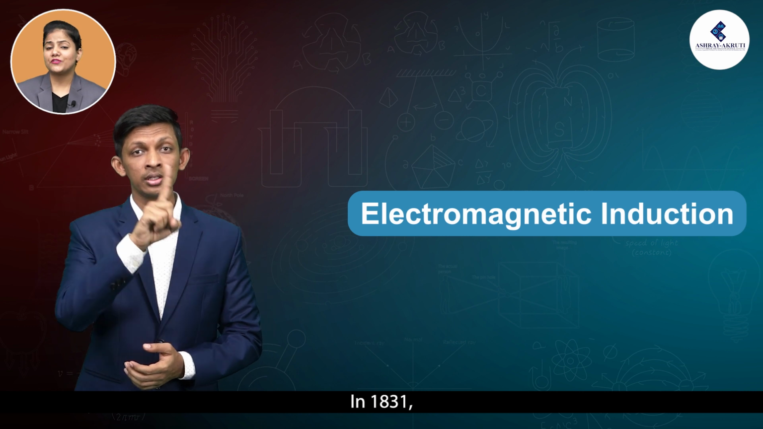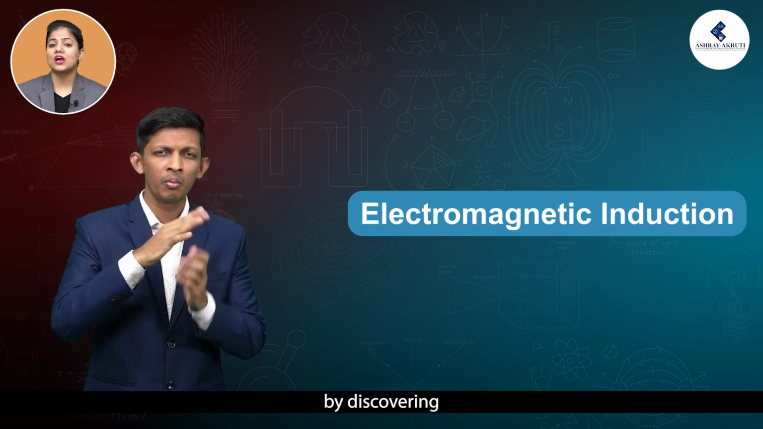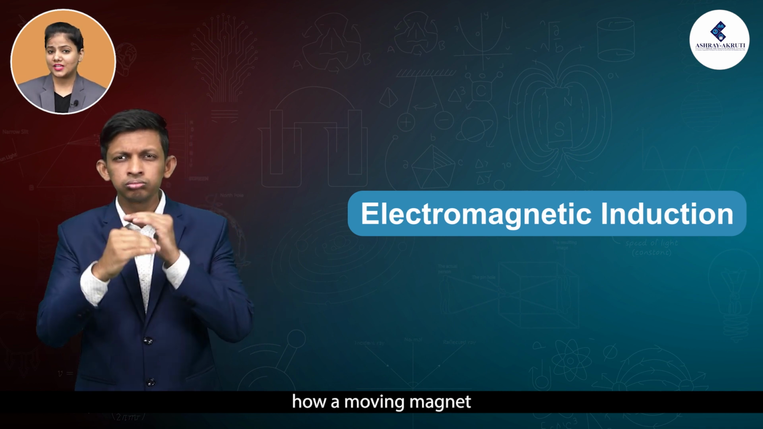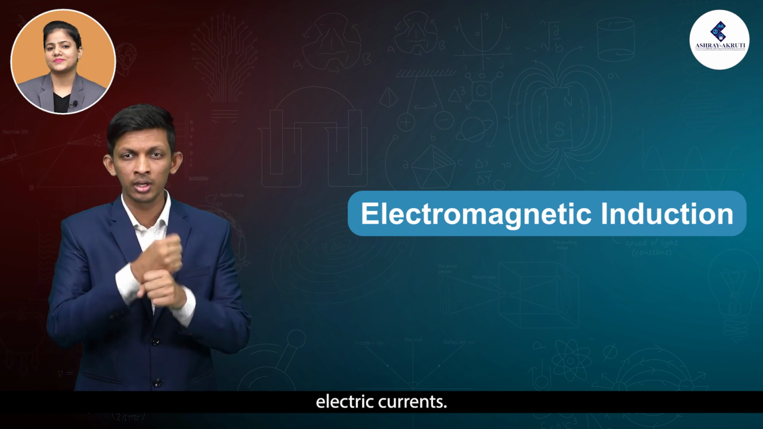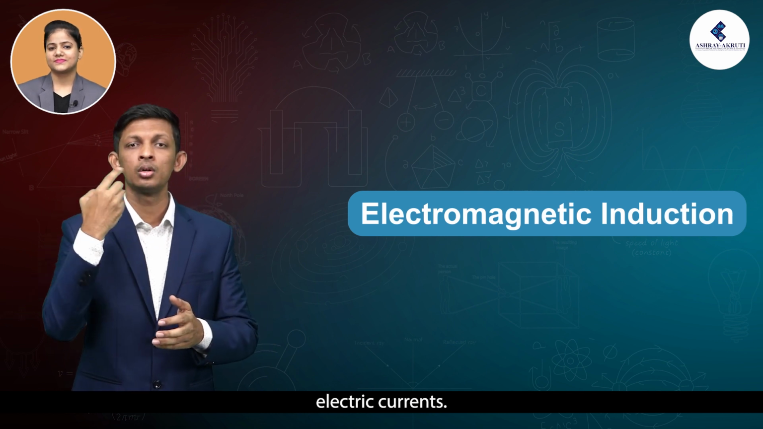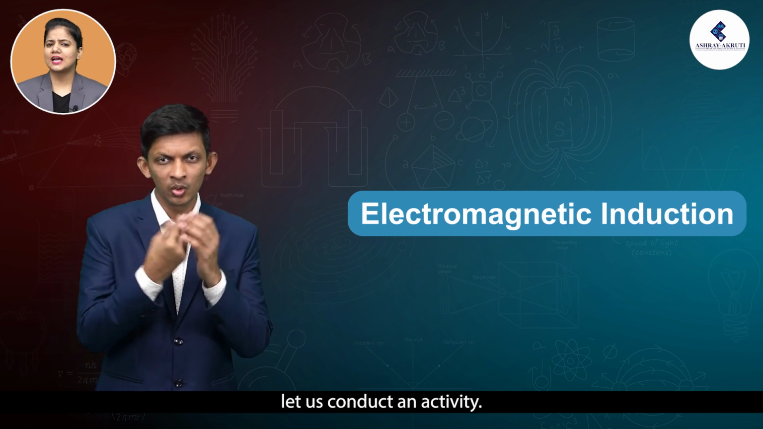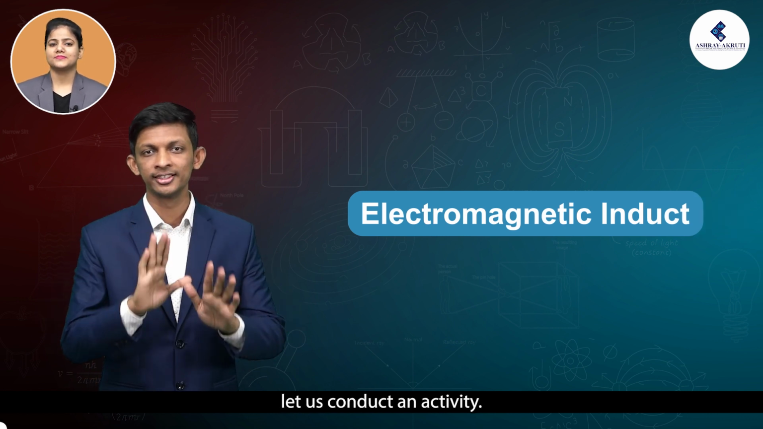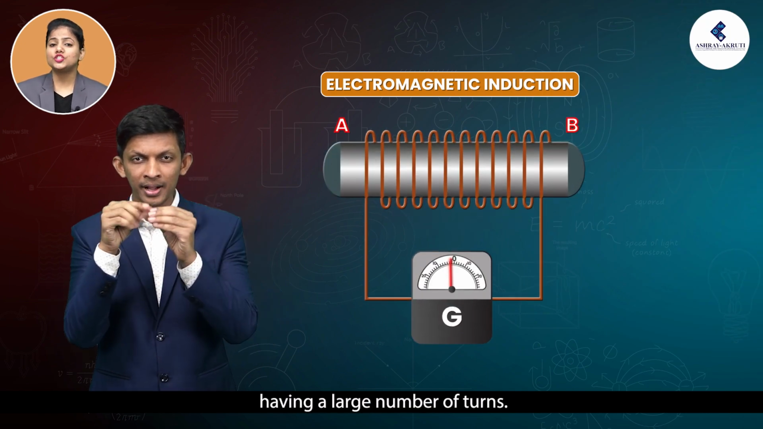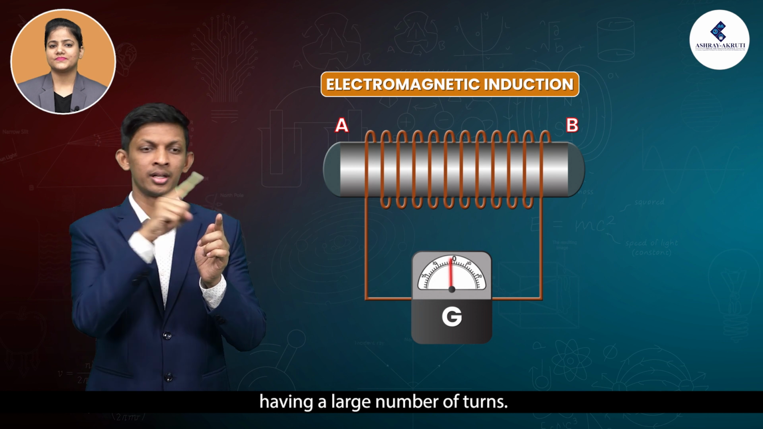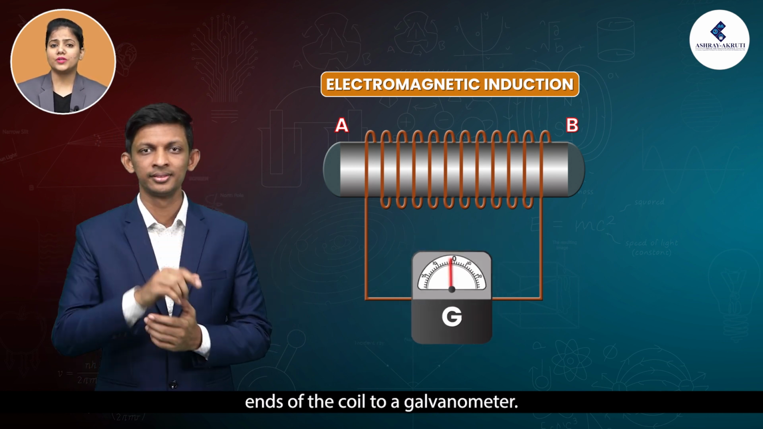In 1831, Faraday made an important breakthrough by discovering how a moving magnet could be used to generate electric currents. To understand this concept, let us conduct an activity. Take a coil of wire AB having a large number of turns. Connect the ends of the coil to a galvanometer.